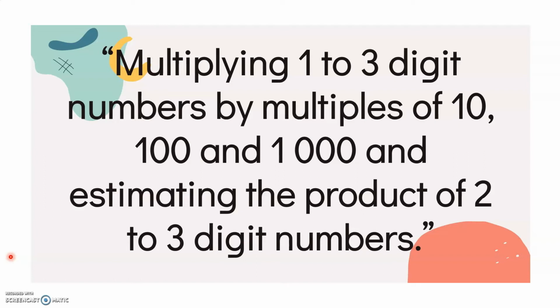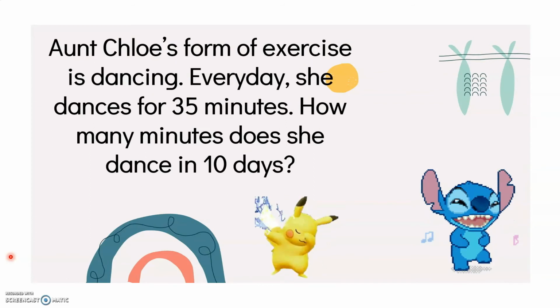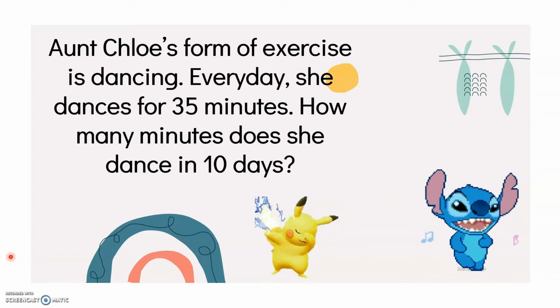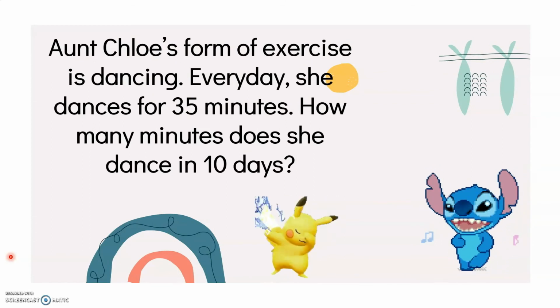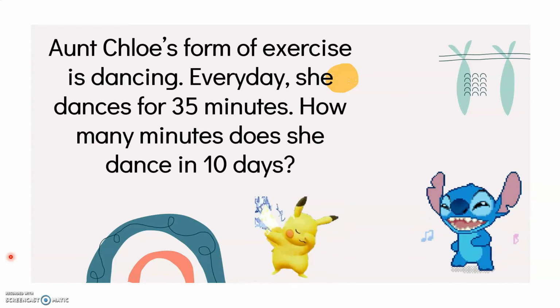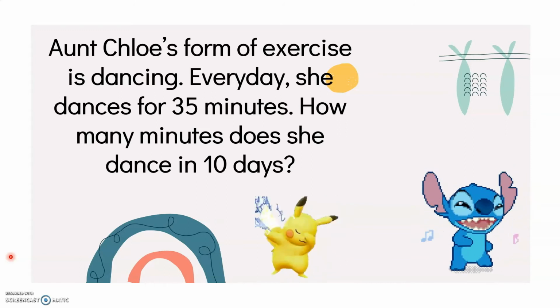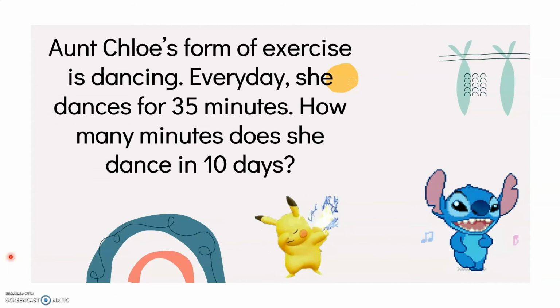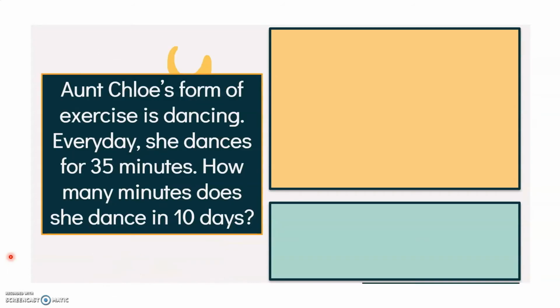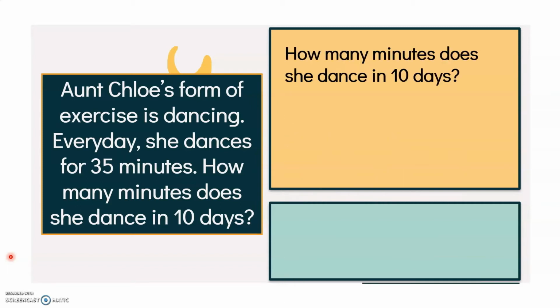So let's start with our story problem. Aunt Chloe's form of exercise is dancing. Every day, she dances for 35 minutes. How many minutes does she dance in 10 days? So, let's analyze. Based on our story, what is being asked? Okay, how many minutes does she dance in 10 days?